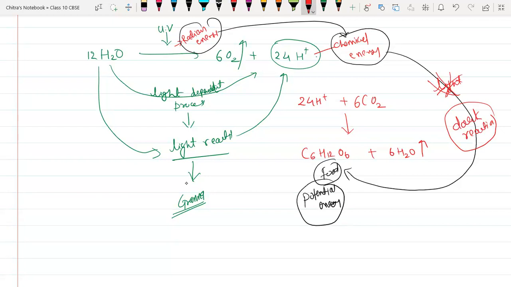Okay, this is the process of how photosynthesis takes place.